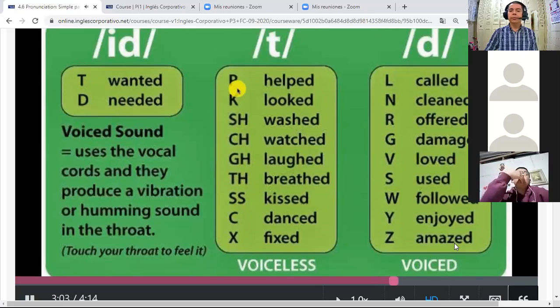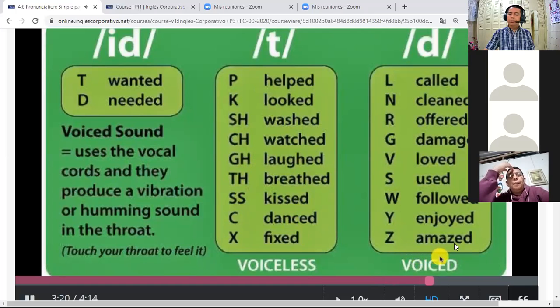Let's pronounce these words now. I would like for you to repeat them after me. Helped, looked, washed, watched, laughed, breathed, kissed, danced, fixed.